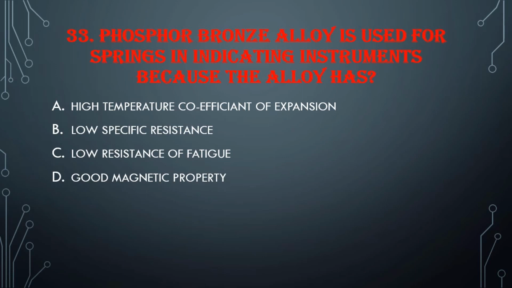because the alloy has. The options are: A. High temperature coefficient of expansion. B. Low specific resistance. C. Low resistance of fatigue. D. Good magnetic property. And your time starts now.